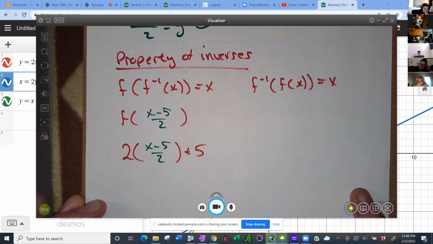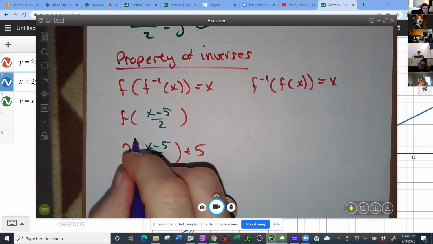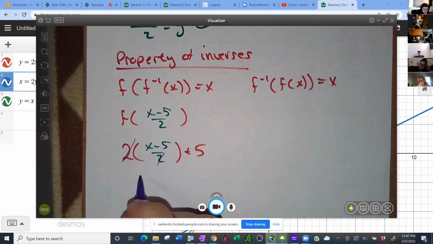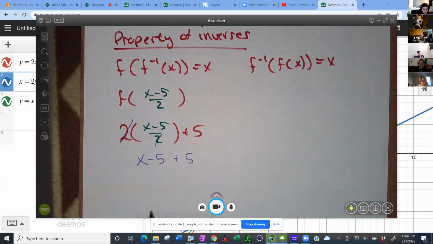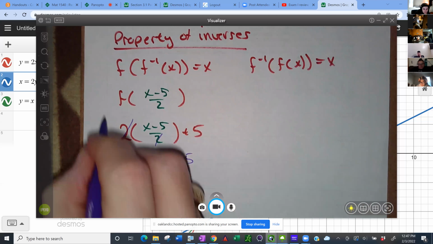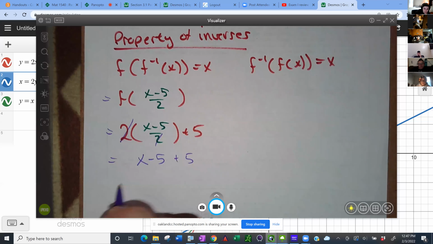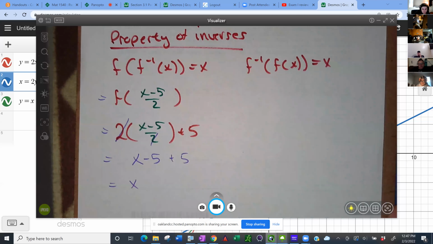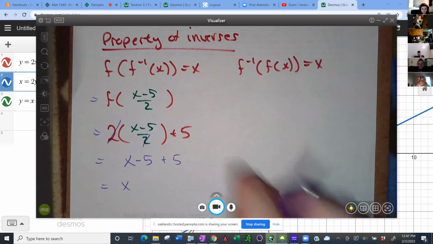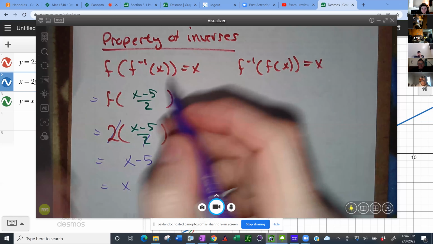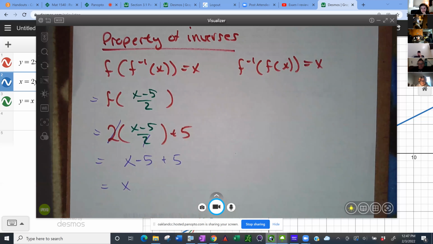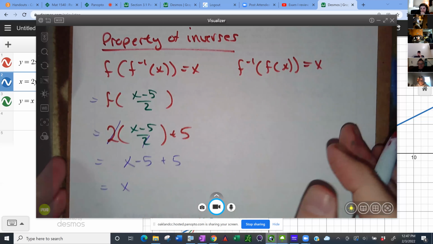What you should see is that this has some nice simplification. The 2's cancel, leaving me with x minus 5 plus 5. And that further cancels. That just gives me x. Oh, okay. That's kind of what they said. That's the whole property of inverses thing. Same thing happens over here with f inverse of f of x.